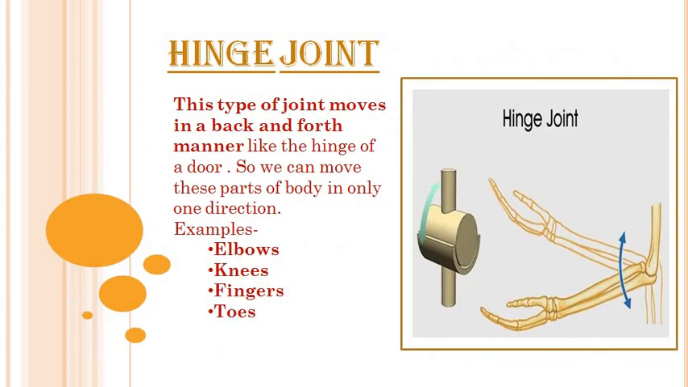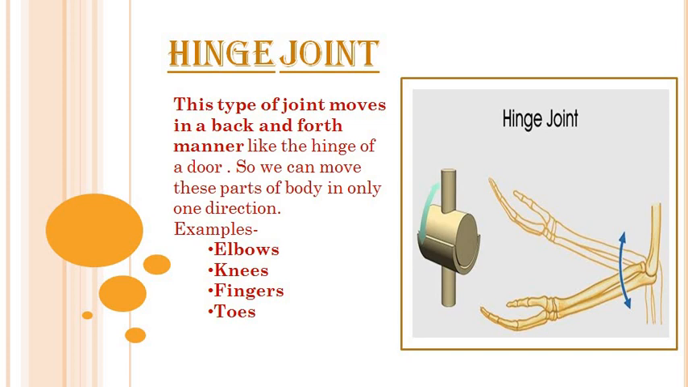Hinge joint. This type of joint allows movement in a back and forth manner, like the hinge of a door. As you open the door, you can only close and open the door. You cannot move that door in all directions. Same as this, this type of joint allows movement in only one direction. These are found in elbows, knees, fingers and toes.